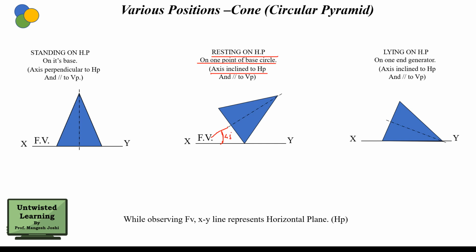Okay, and the third position is lying on HP. So your cone is on one end generator. Okay, so the position is axis inclined to HP. You can clearly see this inclination. Okay, and it is parallel to VP. So these are the various positions of a cone you can assume in projection of solids.